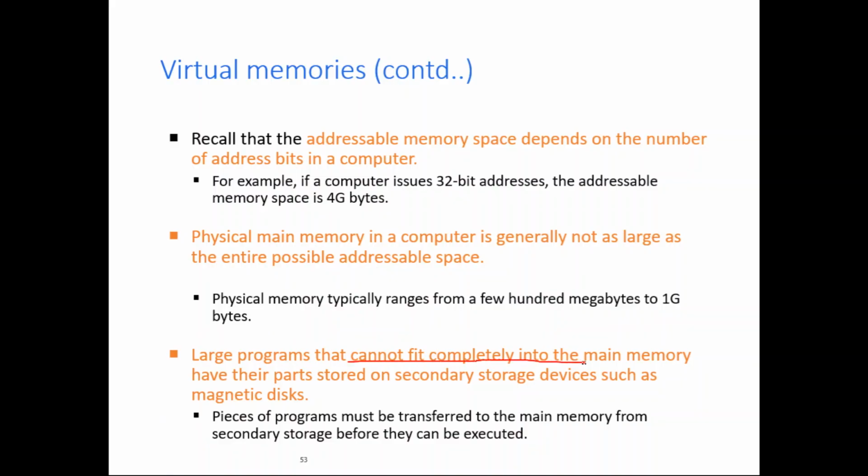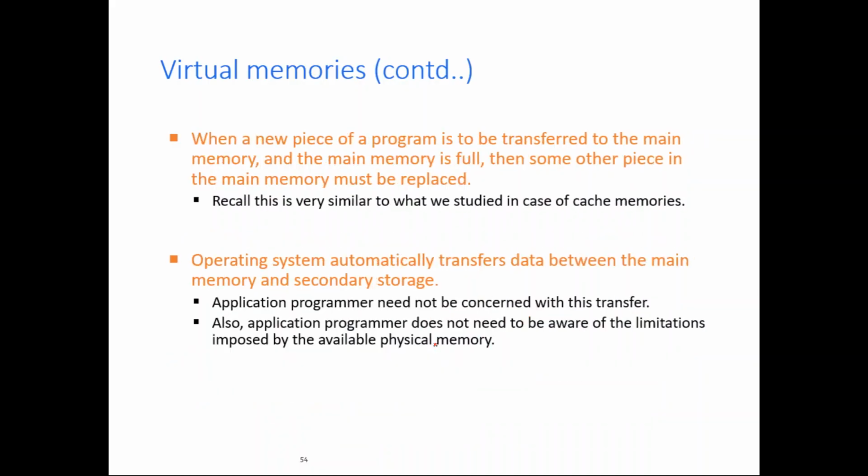Large programs that cannot fit completely into the main memory have their parts stored on the secondary storage devices. Okay, so for a large program which will not completely fit in the main memory, only part of the program will be loaded. The remaining program will be stored in the secondary storage device or the disk. Those parts must be transferred to the main memory whenever they are needed. Whenever the CPU generates an address which is not part of the main memory, but whose contents are in the disk, then they have to be transferred to the main memory. Right? Okay.